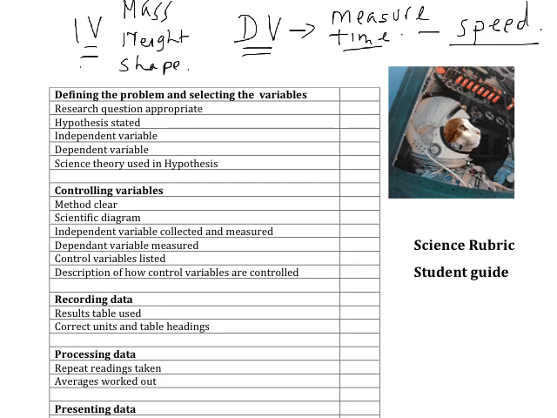Now, that's not the only thing you have to do. You also need to make sure it's appropriate. That means you need to make sure that the sentence makes sense. So don't just say, how does the shape affect time? You need to make a full statement. How does the shape of the cone affect the time it takes it to fall? So make it a full statement that anybody can understand.